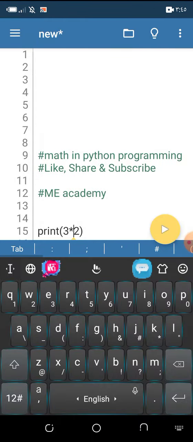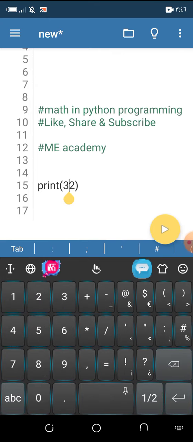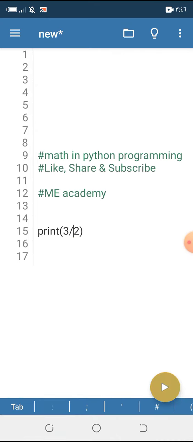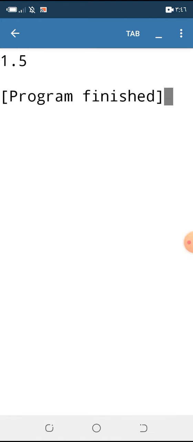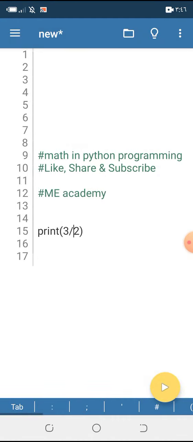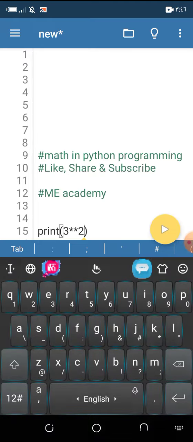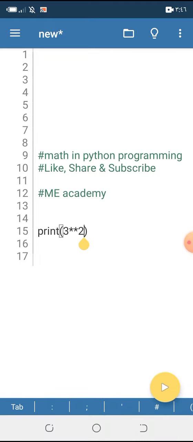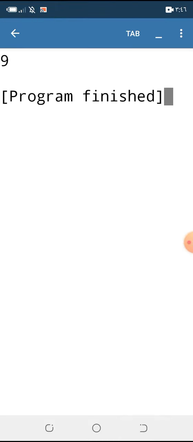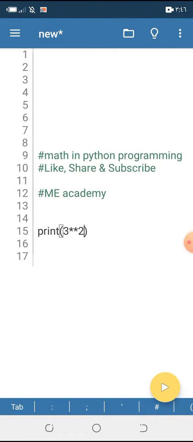And if I want to divide 3 divided by 2, the output is 1.5. And the power will be 3, 2 asterisks, and another number, 2. 3 ** 2, the output will be 9, as it is 3 multiplied by 3. This is the power in Python programming.